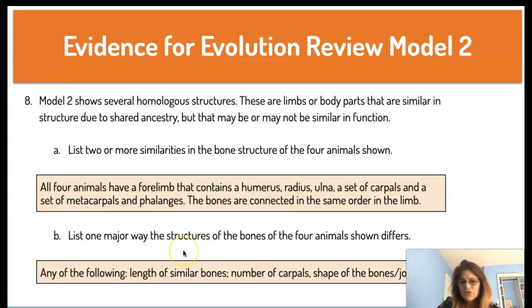List one major way the structures of the bones of the 4 animals shown differs. Lots of ways to answer that question. The length of the similar bones is different in each organism. The number of carpals and the general shape of the bones and or the joints are slightly different in each organism.